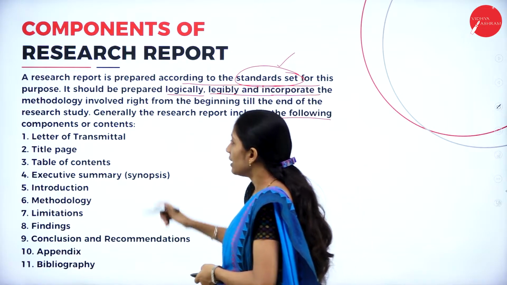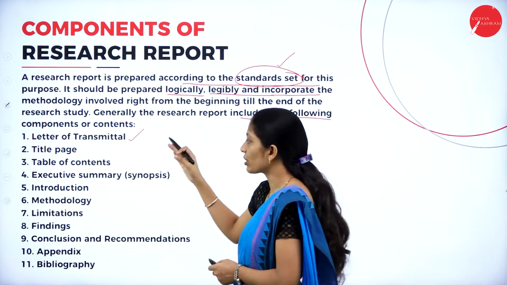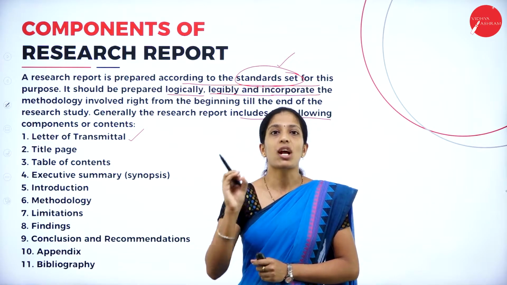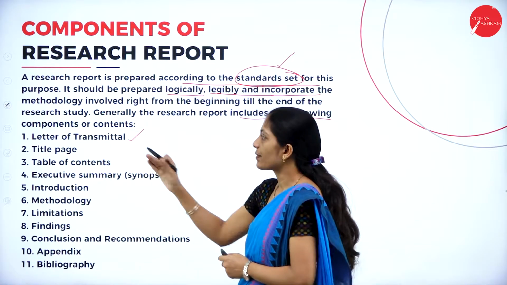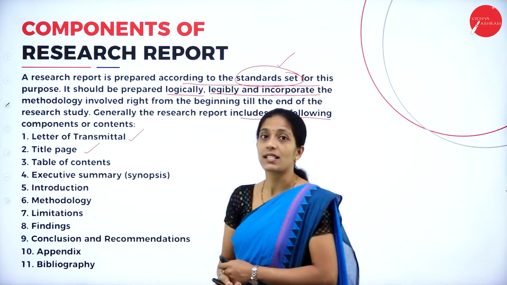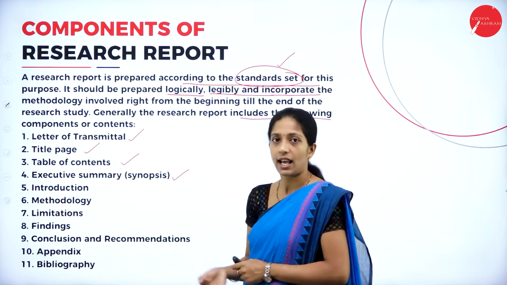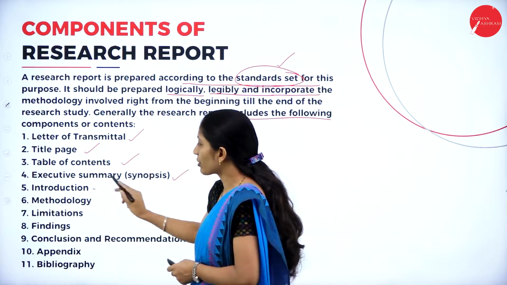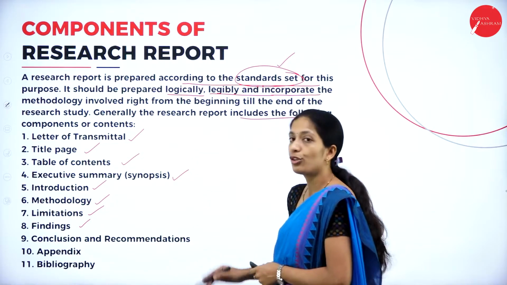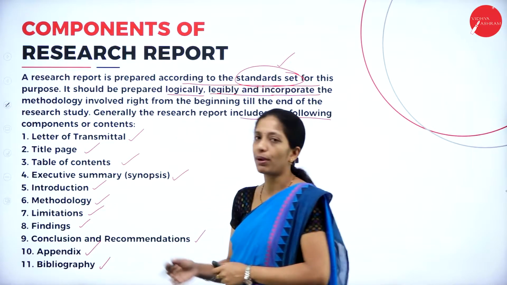Now coming to the list here, we have letter of transmittal. In this whole session we are going to discuss all these points, what we are going to write in each and every stage here. The first one is letter of transmittal, the next one is title page, the third one is table of contents, and the fourth one is executive summary, we call it synopsis. Next are introduction, methodology, limitations, findings, conclusions and recommendations, appendix, and the last one is bibliography.